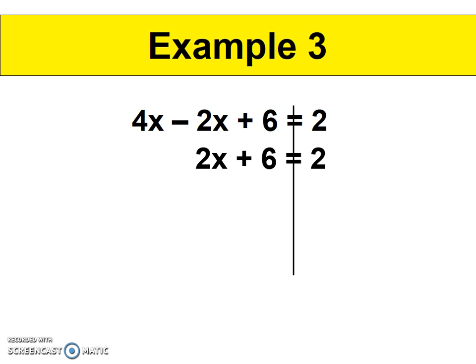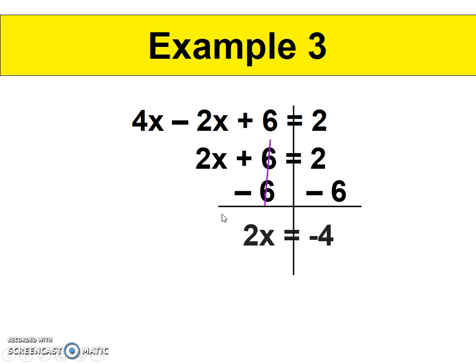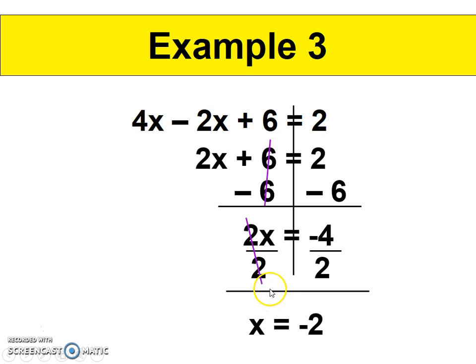All right, and now we have a two-step equation, so we're going to undo adding or subtracting first. So that means I'm going to focus on this 6 right now, and so to undo adding 6, I'm going to subtract 6 from both sides. It'll cancel out here, giving me 2x is now equal to negative 4. And our last step is going to be to undo this multiplication by dividing both sides by 2. And so again, this will cancel, leaving me with x is equal to negative 2.